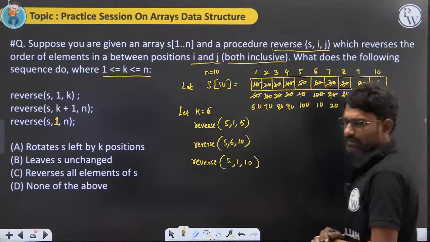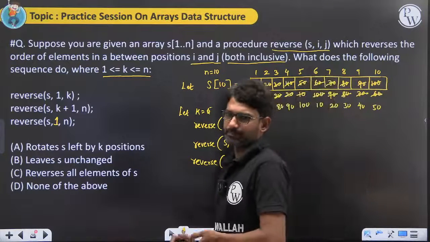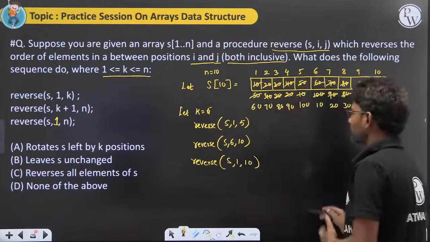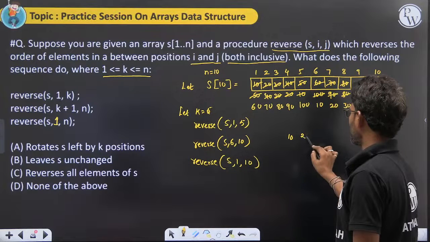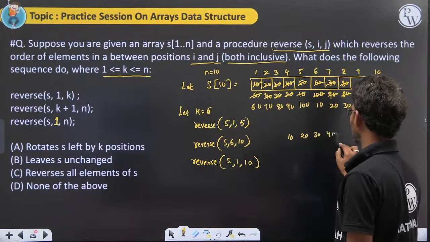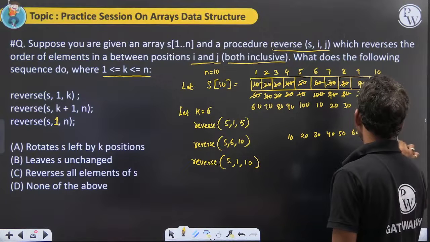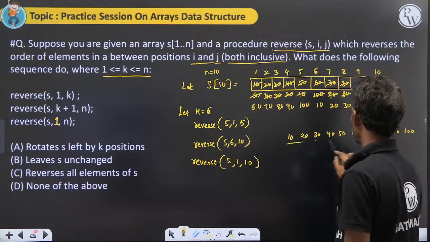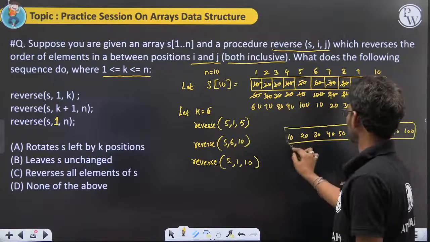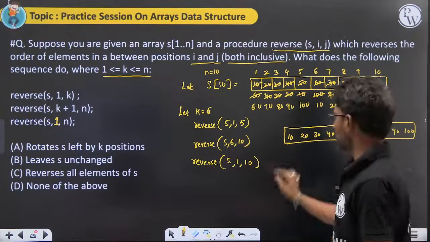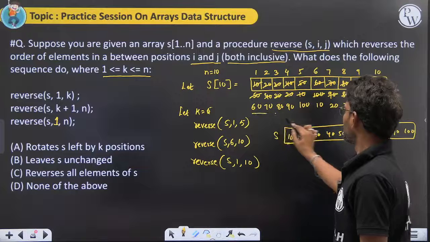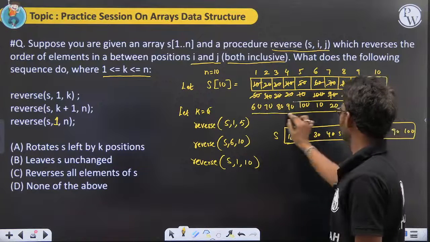Now if you look at this, what happened? The original array was 10, 20, 30, 40, 50, so on to 100, no? This was the original array, yes. And this is the resultant array.